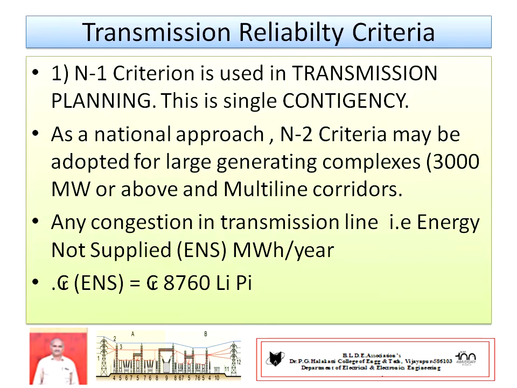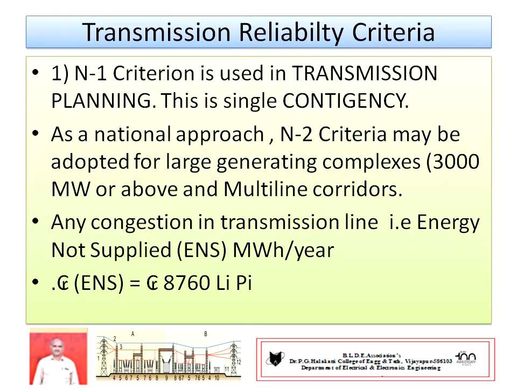So this is the concept, transmission reliability criteria. In general, at the global level, the N-1 criterion is used in transmission planning. This is called single contingency. As a national approach, as concerned to the nation India, the N-2 criterion may be adopted for large generating complexes that may be 3000 megawatt or more, and also multi-line corridor systems, or any congestion in the transmission line.